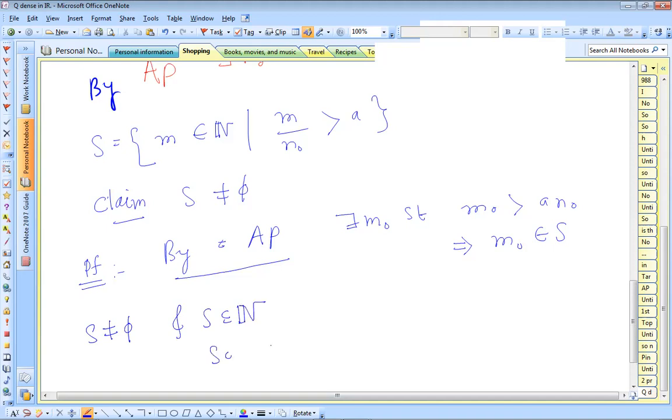By the well ordering principle, this principle says that every non-empty subset of natural numbers has a least element. So by this principle, there exists m naught, the least element of S. Okay, so this means what?